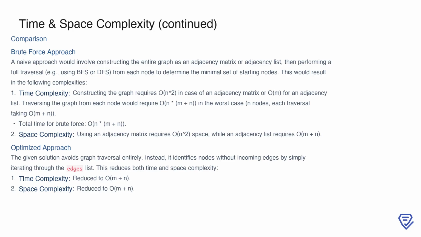By contrast, our optimized solution avoids traversals altogether. It identifies nodes without incoming edges simply by iterating over the edges list and checking the nodes. This reduces the time complexity to O(m plus n) and the space complexity to O(m plus n), making it significantly more efficient in both aspects.